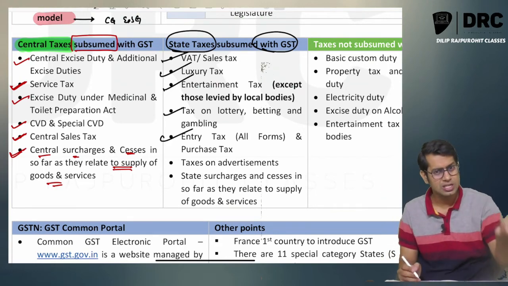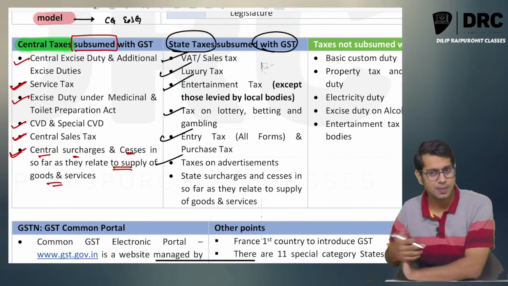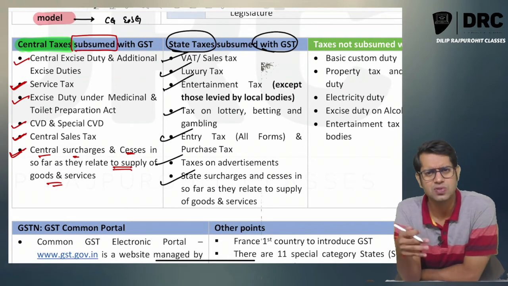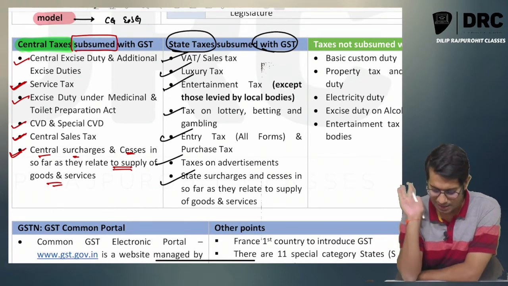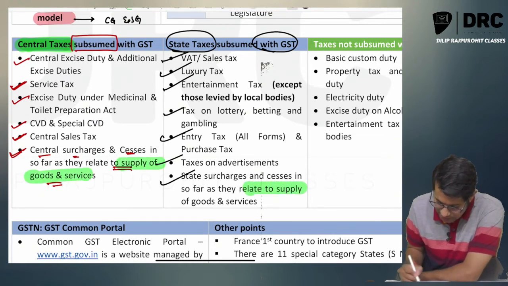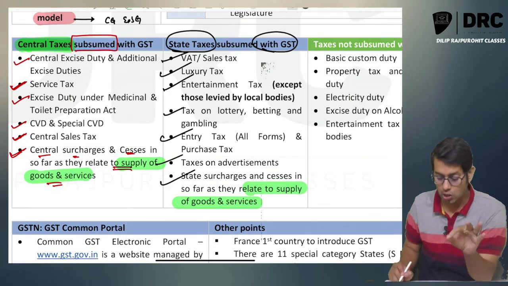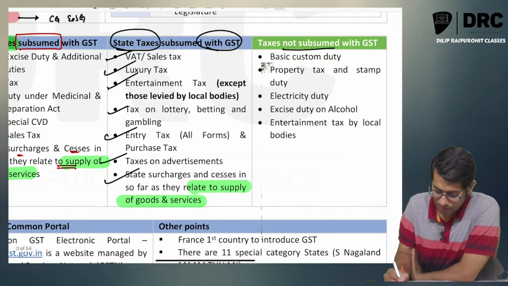Then we had something called purchase tax or entry tax, which is merged with GST. Then on advertisement, they had a separate type of tax, which is now merged with GST. And all the surcharge or cess which was collected by the state government for supply of goods and services. Meaning, in simple words, whatever taxes were collected by central government and state government for supply of goods and services are now merged with GST law, except some taxes. Which are those taxes which are not subsumed or merged with GST law?